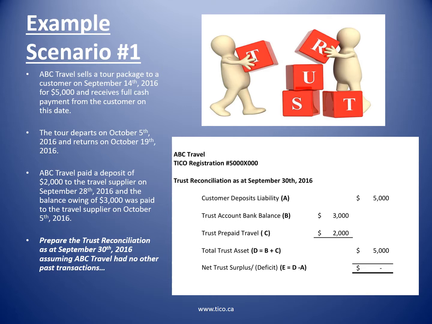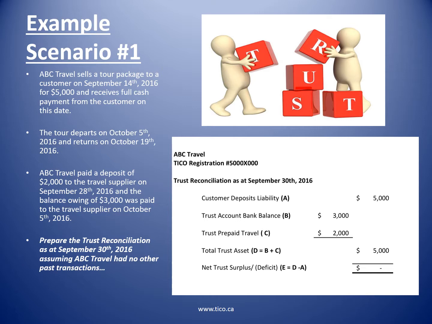ABC Travel paid a deposit of $2,000 to the travel supplier on September 28, 2016, and the balance owing of $3,000 was paid to the travel supplier on October 5, 2016. Prepare the trust reconciliation as at September 30, 2016, assuming ABC Travel had no other past transactions. Based on this example, we can see that as at September 30, 2016, we had received $5,000 of customer funds for future travel, for which the related travel supplier had not yet been paid in full.